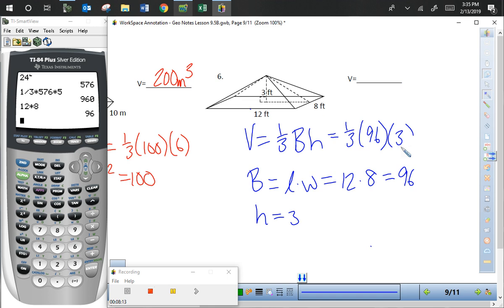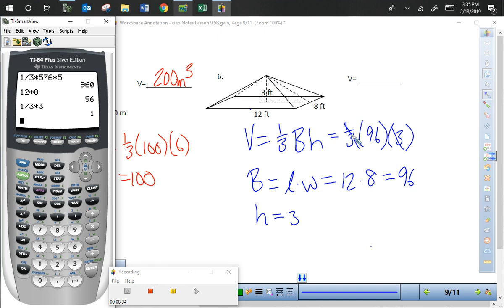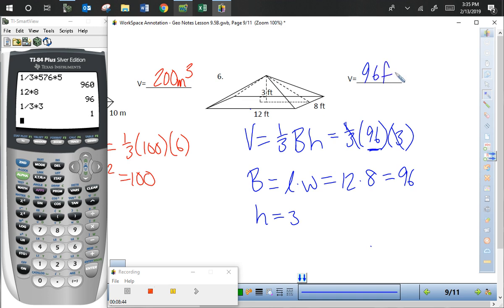You can do this actually on a lot of different problems here. When you look at this one in particular, you see 1/3 and 3. Well, the 1/3 and 3 cancel each other out. So 1 divided by 3 times 3, they equal 1. So if you ever see that, you can cross that out, leaving only 96 to be our volume here. Feet cubed.